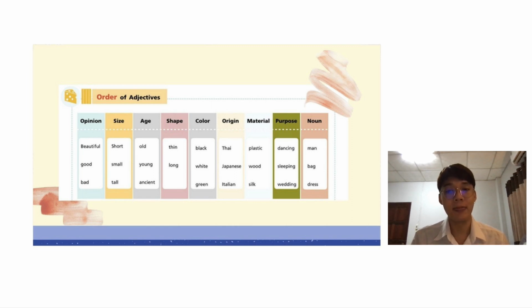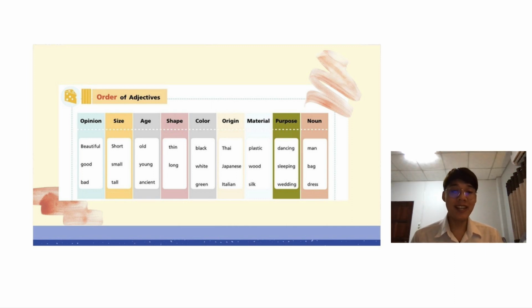Start with opinion. For example, adjectives like beautiful, good, and bad all describe opinions. Just because you describe something as beautiful, it doesn't mean that everybody will agree with you. Please remember that this type of adjective comes before the other types. Next, after opinion is size. For example, adjectives like short, small, and tall all describe size. After size is age. For example, old, young, and ancient all describe age.